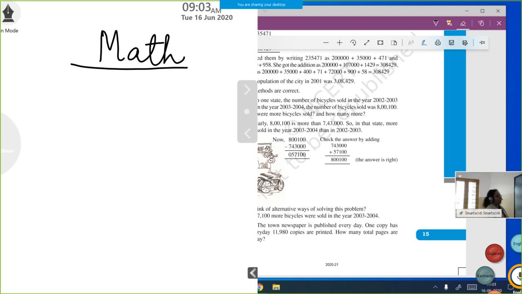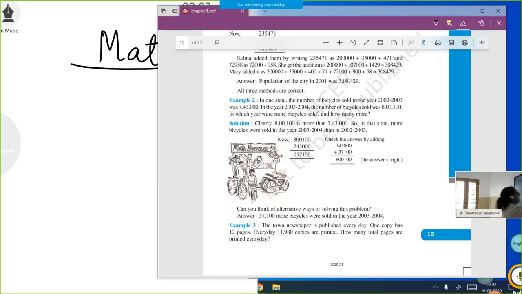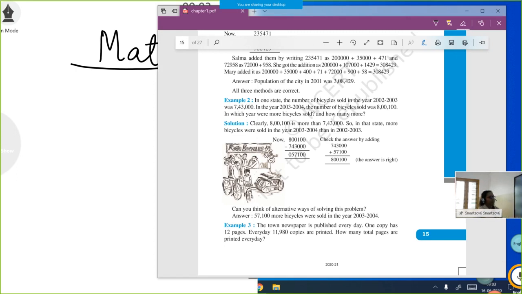So where we stopped, children? We stopped on word problems. Last class we finished example number 1. So today we are doing example number 2.